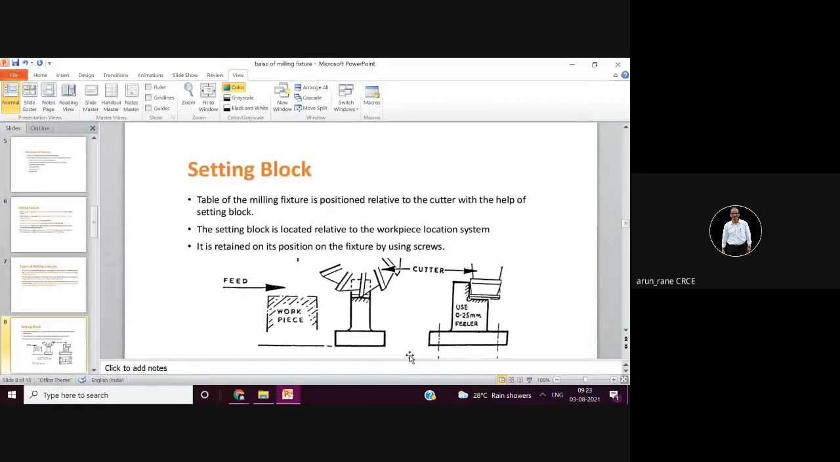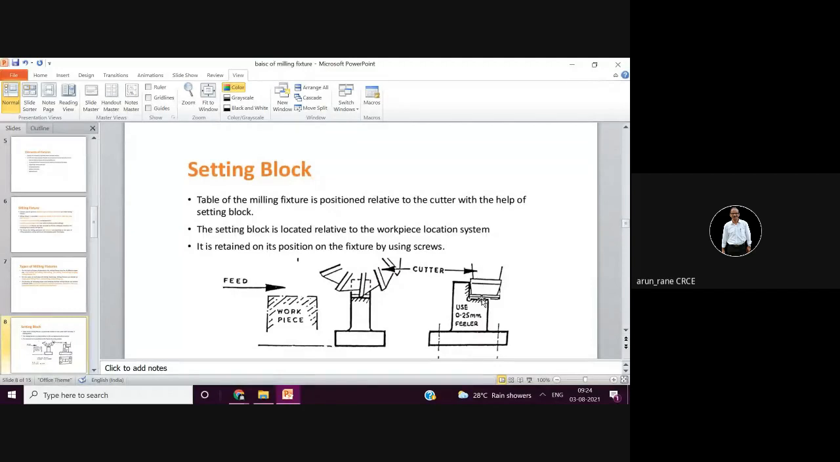Okay. So what we do, we keep the cutter at this height with the help of a setting block. So the setting block will be of this height, and it is a hardened piece. This is the setting block. This is the workpiece side view. So this is the setting block.